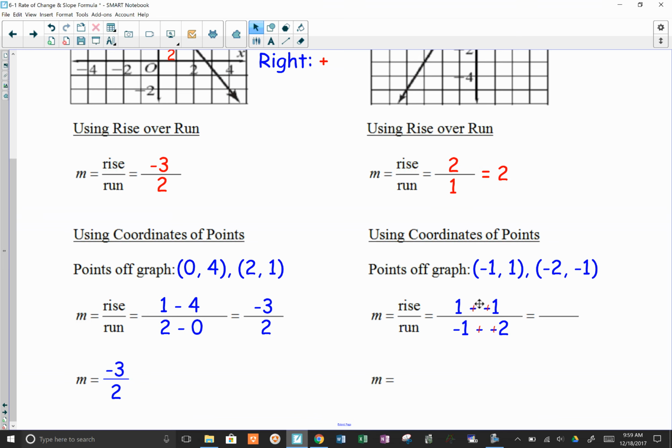Because I also wanted to show this, just a quick reminder, when you subtract a negative, it's like adding. So 1 minus negative 1 is like adding 1 and 1. So you'd get 2. Negative 1 plus 2 in the denominator is 1. So again, 2 over 1 is 2.